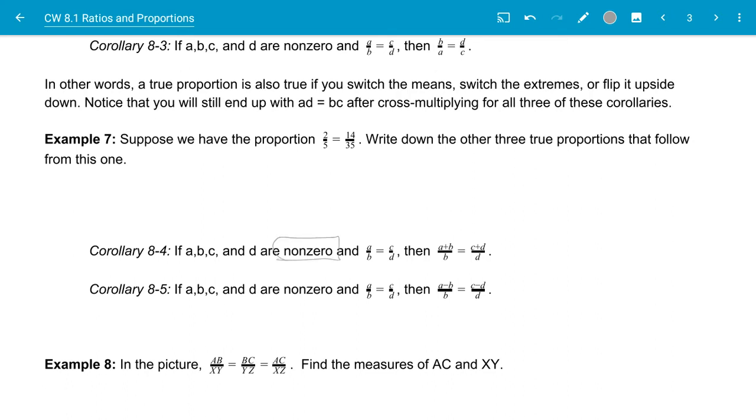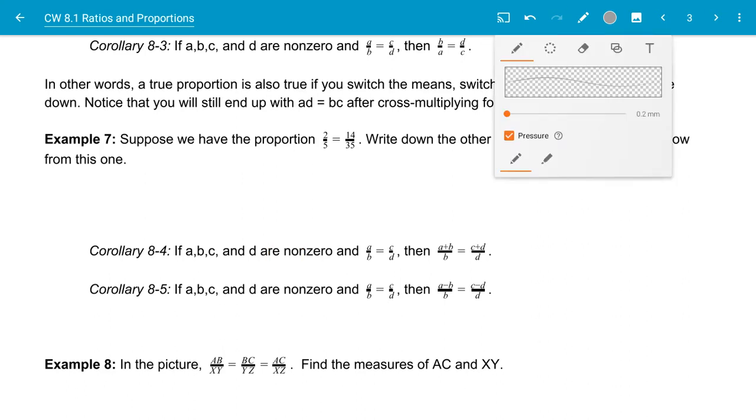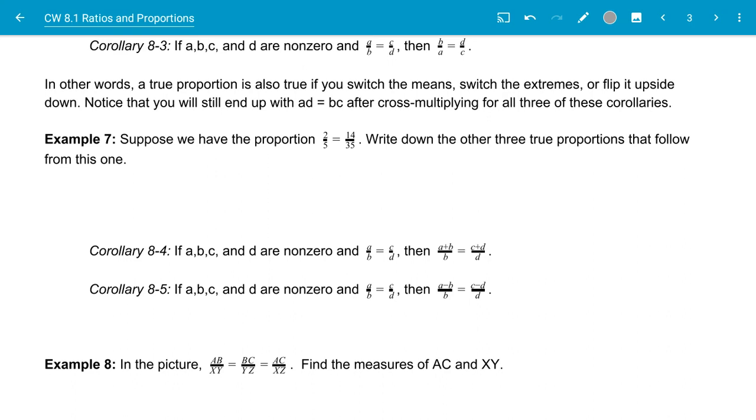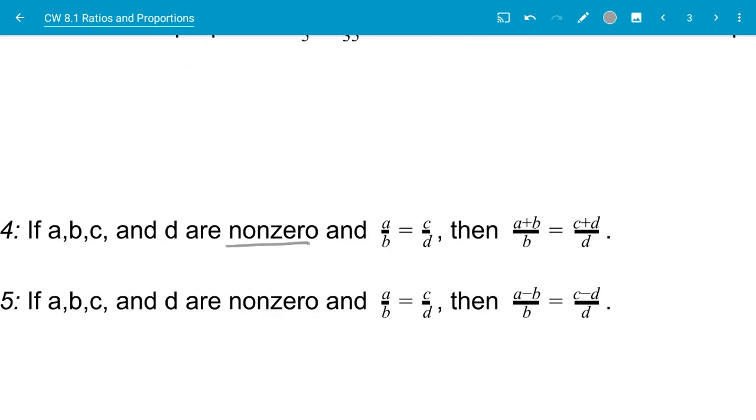So let's first of all take a look at this, because sometimes we kind of overlook what it means when it says that it is a non-zero number. So A, B, C, and D can be any number but zero. And the reason for that is, let's say that B was equal to 0 and A was equal to 3, I would have 3 divided by 0. You cannot divide something by 0.